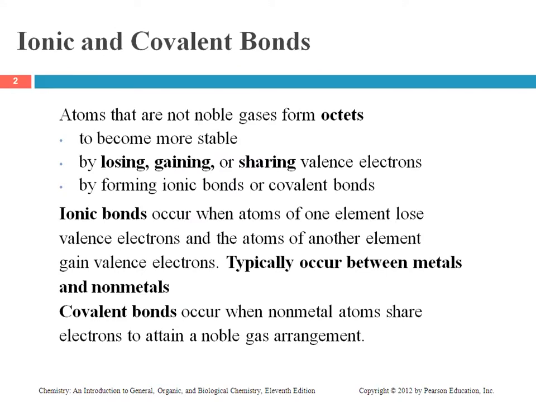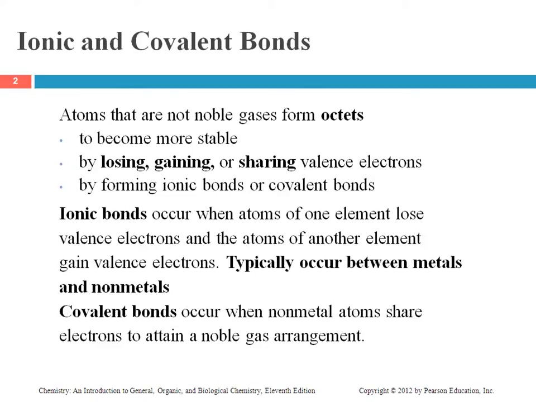In nature, atoms of almost all elements on the periodic table are found in combination with other atoms. And these compounds are a result of the formation of bonds, or chemical bonds, between two or more different elements.